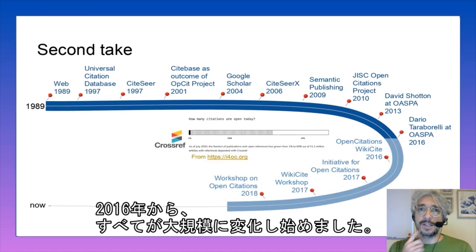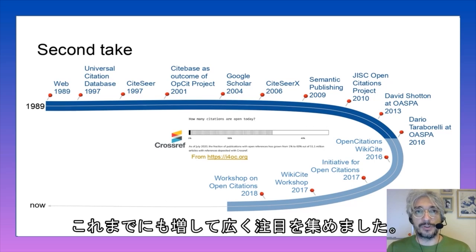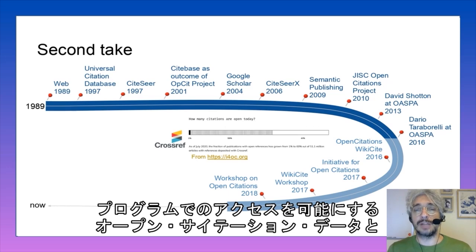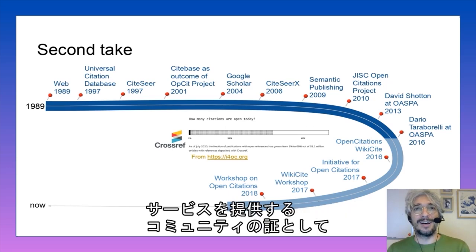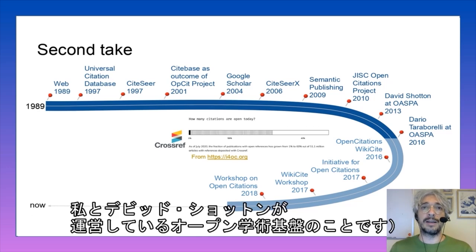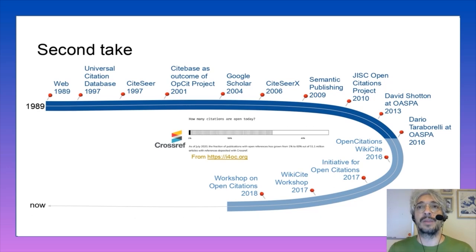From 2016, everything started to change at large scale. In fact, the importance of open citations got a broader audience and led to the introduction of open citations, the Open Scholarly Infrastructure I'm directing with David Shotton, and Wikicite as testimonial of communities providing open citation data and services to allow their programmatic access.